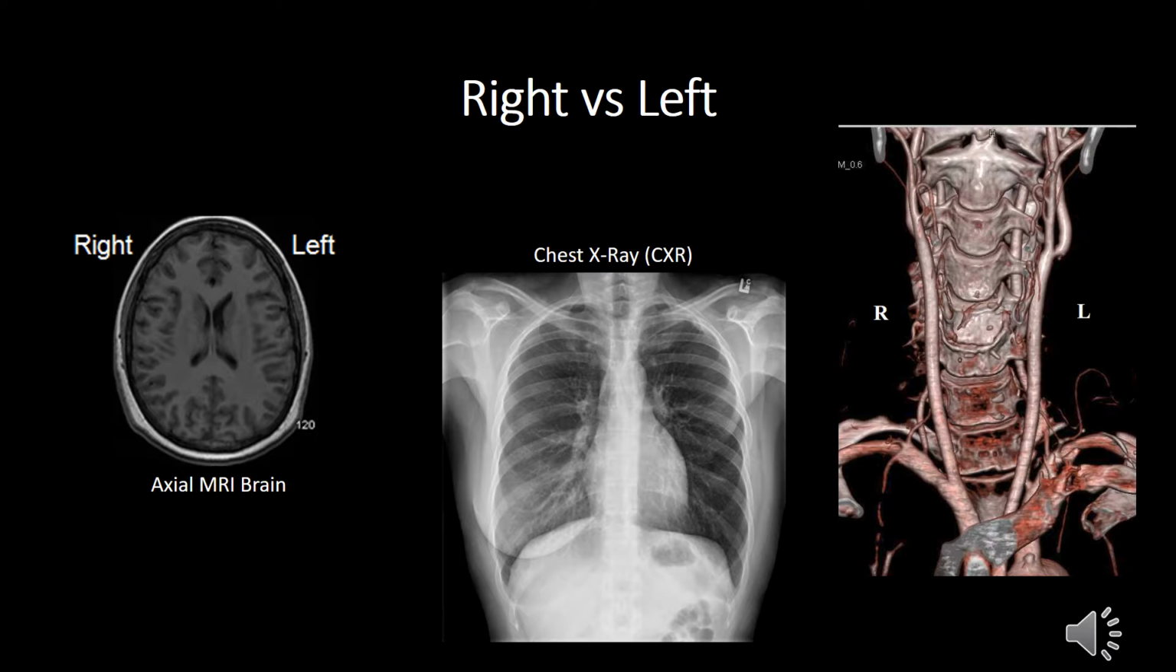Again, it can be a little confusing at first, but the more of these images that you're looking at, the easier it's going to come, the more naturally it's going to come. This is something that takes a little practice, so don't get frustrated if it doesn't come right away.